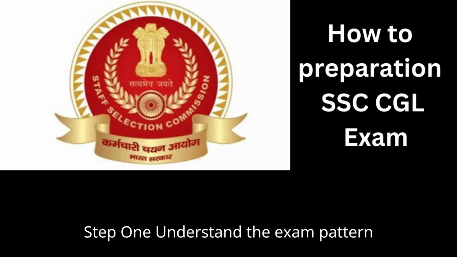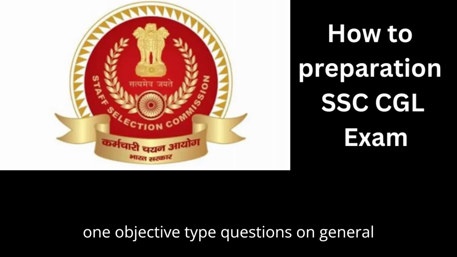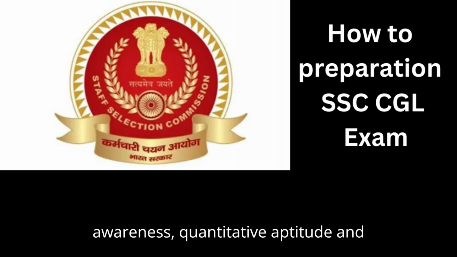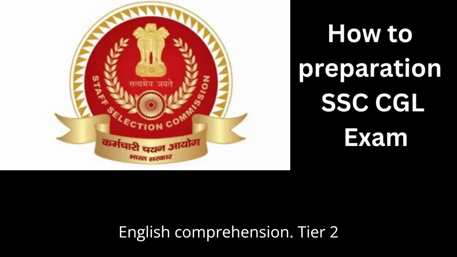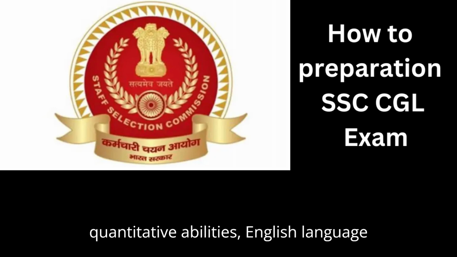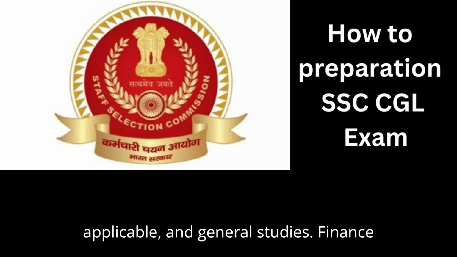Step 1. Understand the exam pattern and syllabus. The SSC CGL exam consists of 4 tiers. Tier 1. Objective type questions on general intelligence and reasoning, general awareness, quantitative aptitude, and English comprehension. Tier 2. Objective type questions covering quantitative abilities, English language and comprehension, statistics, if applicable, and general studies, finance and economics.